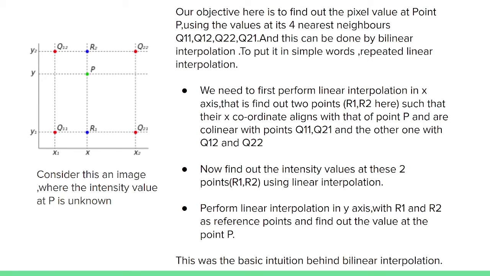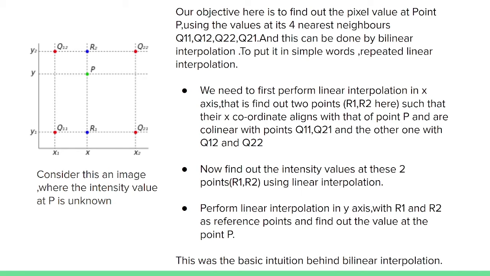What do I mean by repeated linear interpolation? Let us say I need the intensity value at P, and Q12, Q22, Q11, Q21 are its 4 nearest neighbors. I move to each horizontal level and approximate a pixel value at the same vertical alignment as P. So over here R2 aligns with P, so we approximate the intensity value at R2. Similarly, we move to another horizontal level and approximate the value at position R1, which is vertically aligned with P.